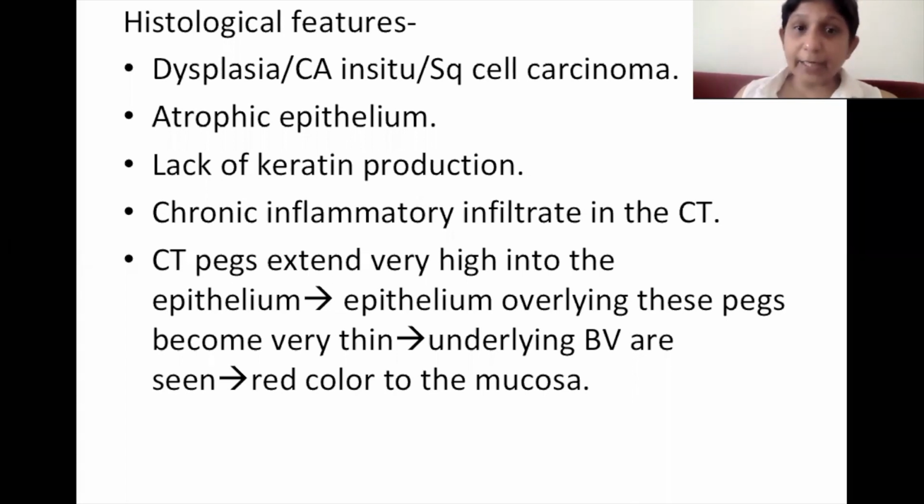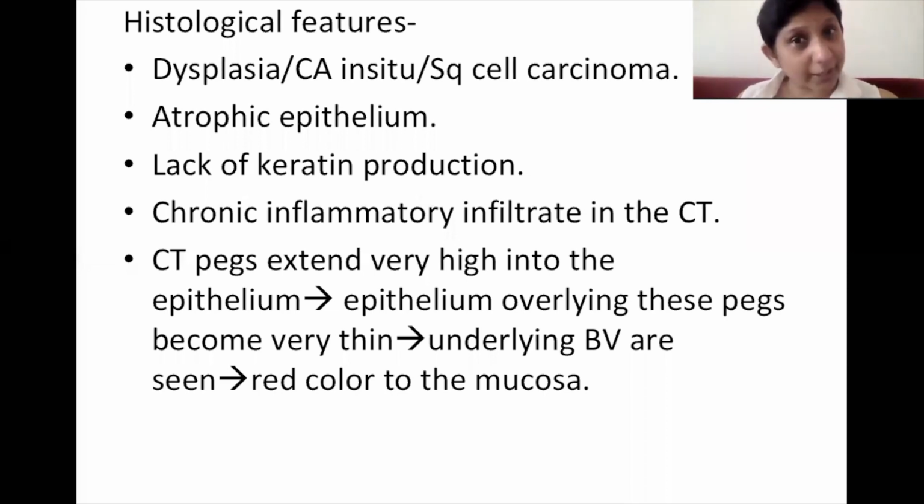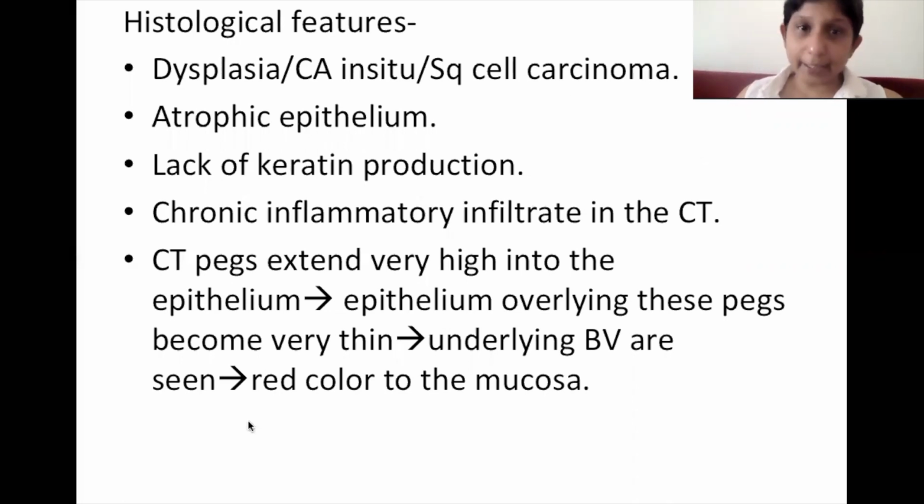Now, what are the reasons? The connective tissue pegs will extend very high into the epithelium. Now, what are connective tissue papillae? If you go back to your normal epithelium, we know that the epithelium has got rete ridges. The rete ridges are nothing but the epithelial projections into the connective tissue. So, when the epithelium comes down into the connective tissue, don't you think the connective tissue is also alternately going up into the epithelium? Yes. So, those connective tissue papillae, because the epithelial thickness has reduced too much, have gone very high into the epithelium, due to which the underlying blood vessels can be seen very clearly, and that is why you find a red color for erythroplakia. So histopathology is very important for an erythroplakia.